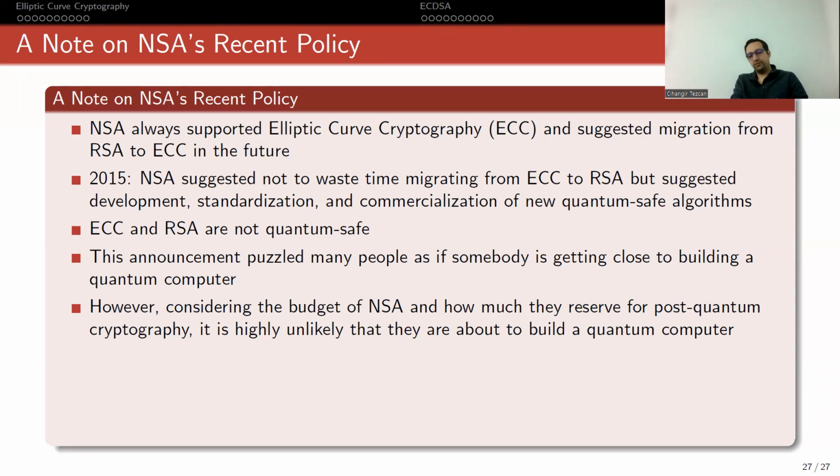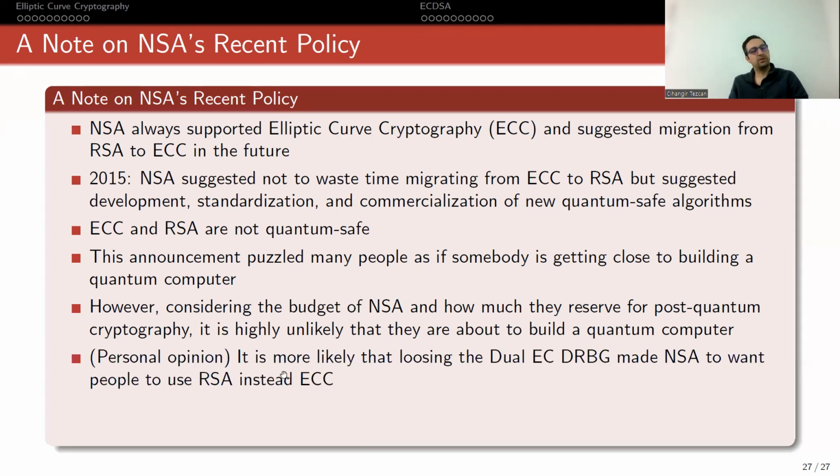So, of course, if you use a public key algorithm today and you want to keep that information secure 100 years later, yes, you need post-quantum cryptography. Because most probably 100 years later, maybe we will have such a quantum computer to break today's public key algorithms. But my personal opinion from this NSA's policy change is that there was a backdoor in the dual elliptic curve deterministic random bit generator algorithm, and that backdoor was introduced by NSA.